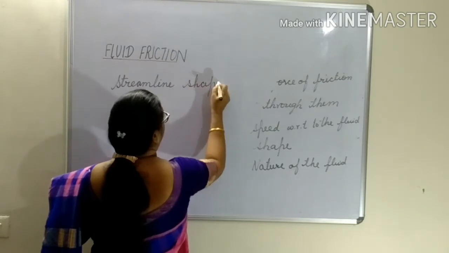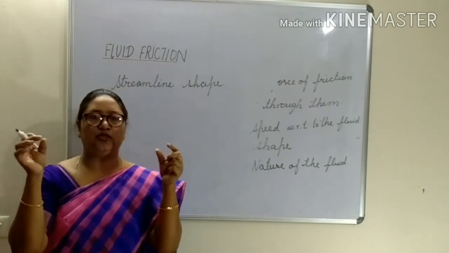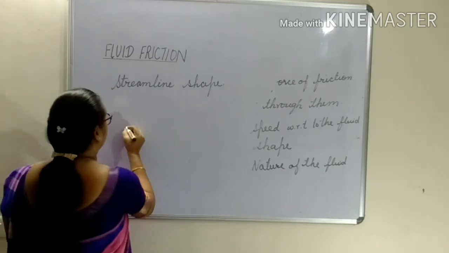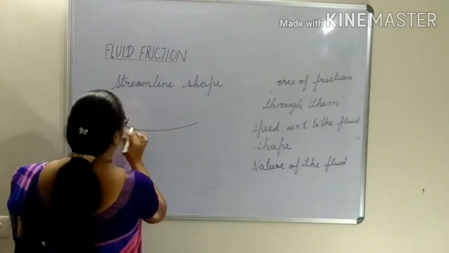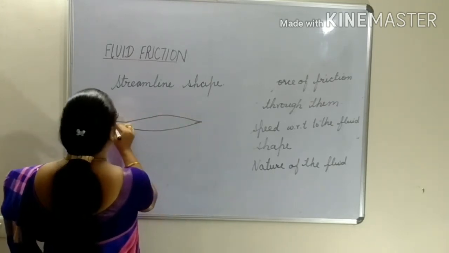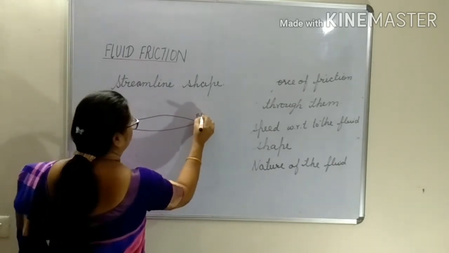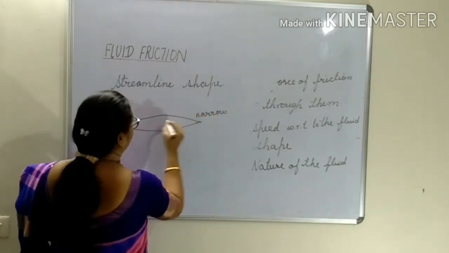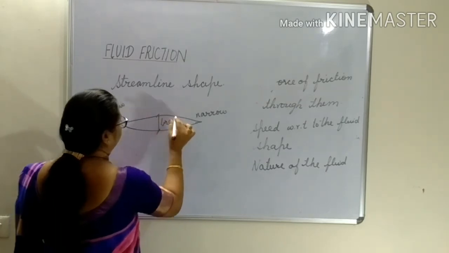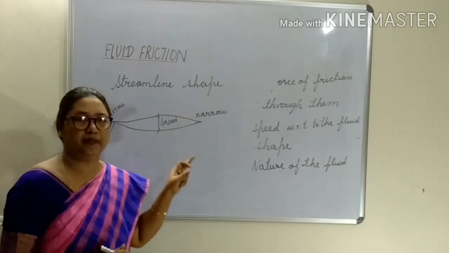Streamlined shape. The shape of an object is designed in such a way that the two ends will be narrow and the middle will be broad. It will be somewhat like this. They have two ends, two ends are narrow and in the middle it's broad. Middle will be broad and two ends will be narrow. This shape is called a streamlined shape.